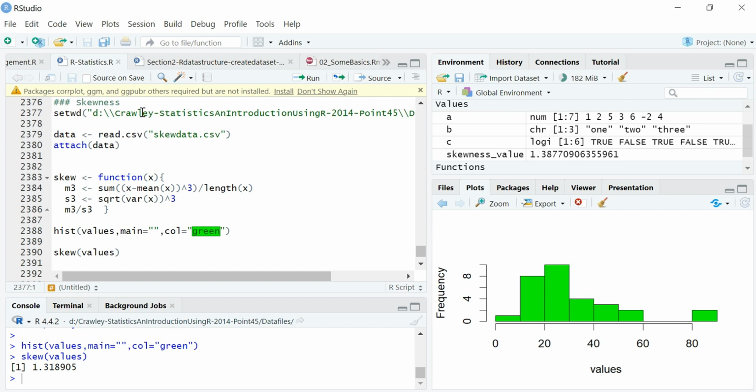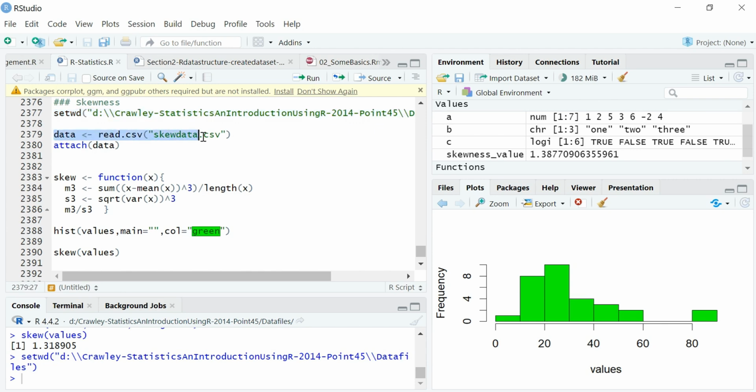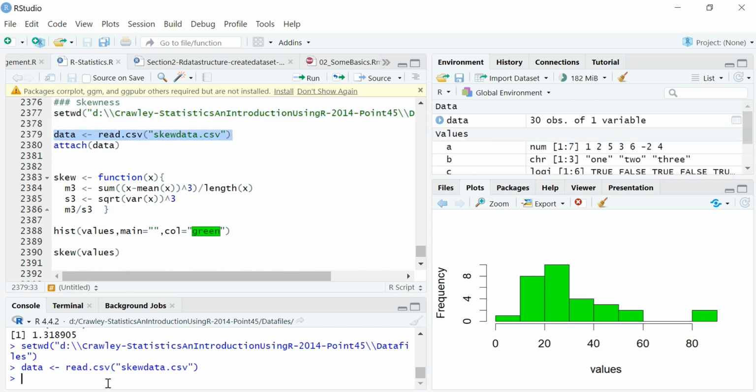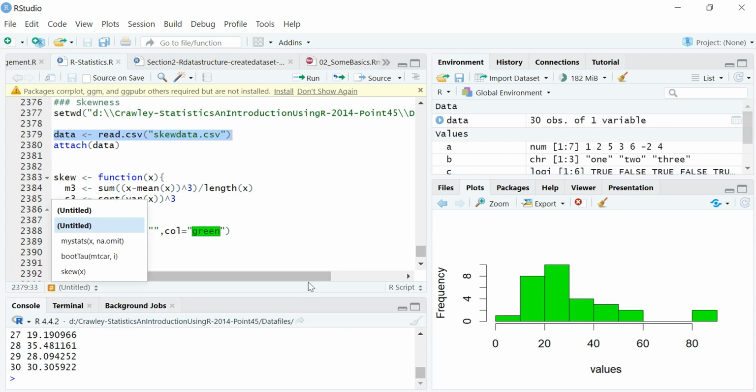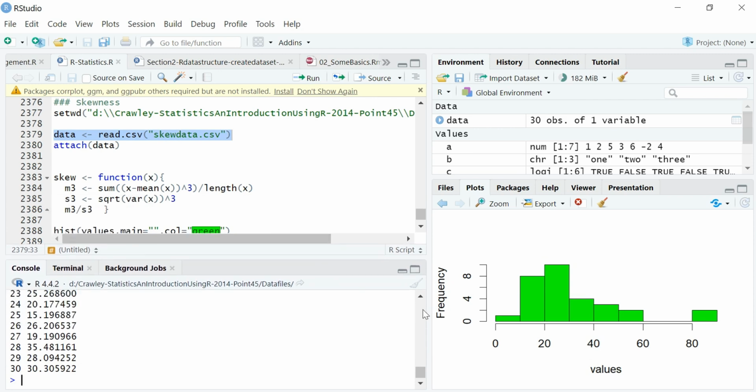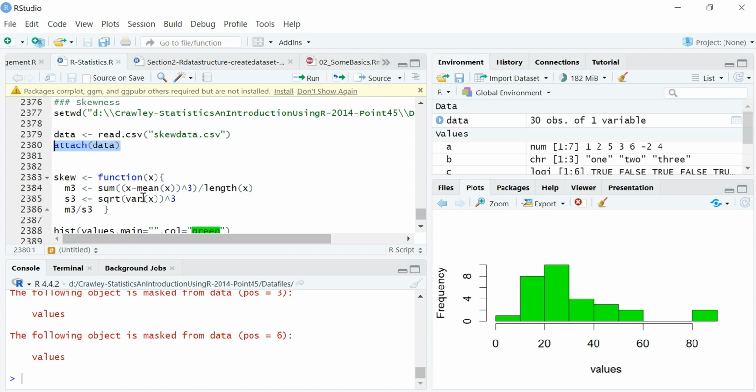We go to a program, R programming, RStudio. We set the working directory and we load the data. We show very simple data. This data has only one variable called values and has 30 observations. So in R, it is a data frame with one variable, one column with 30 observations. To make it easier we just attach this data.